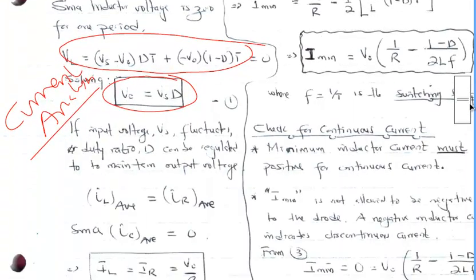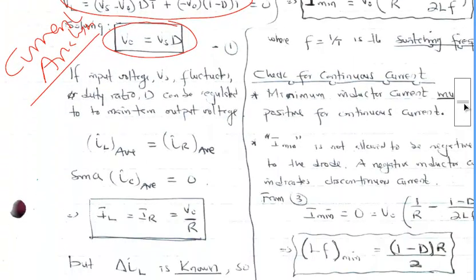We are going to bring this session to an end, and the next session is going to continue from here to find the current relationship, and also what are some of the conditions which need to be met to make sure that the buck converter is operating in continuous current mode.